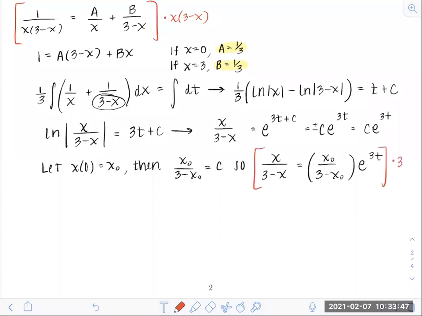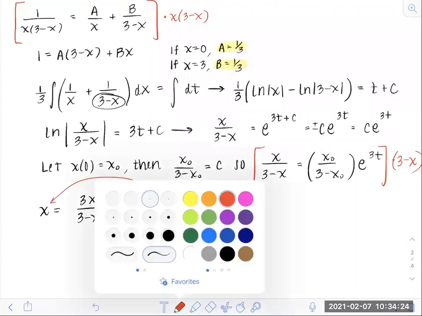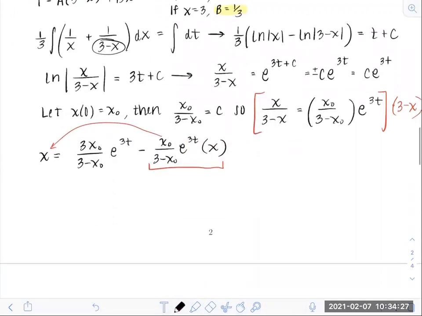So I'm going to multiply both sides by 3 minus X, and I'll distribute. So I have X equals 3X naught over 3 minus X naught e to the 3t minus X naught over 3 minus X naught e to the 3t times X. Now remember, I'm trying to solve for X, so I want to move all of my X terms on one side. So I'm going to move this entire expression over to the left, and in the same step, I'm going to factor out that X.